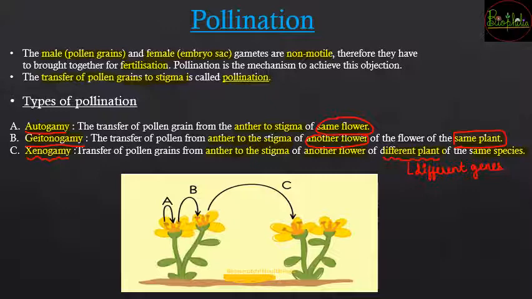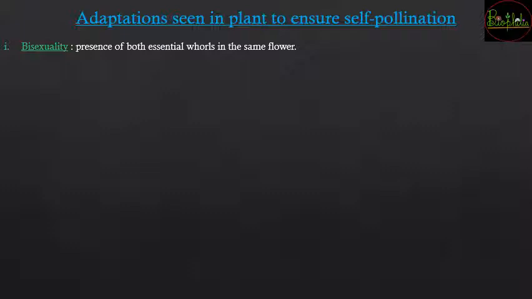In the figure you can understand that A is autogamy, occurring on the same flower. B is geitonogamy, same plant but different flower, whereas C is xenogamy, same species, different plant and different flowers. Now let's understand some adaptations that plants undergo for ensuring self-pollination.